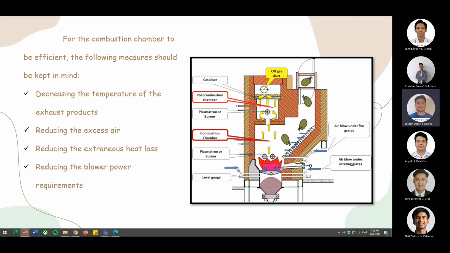Lastly, for the combustion chamber to be more efficient, the following measures should be kept in mind. First, decreasing the temperature of the exhaust products. Second, reducing the excess air, which will reduce the moles of products per mole of fuel and reduce the blower power. Third, reducing the extraneous heat loss. And lastly, reducing the blower power requirements.